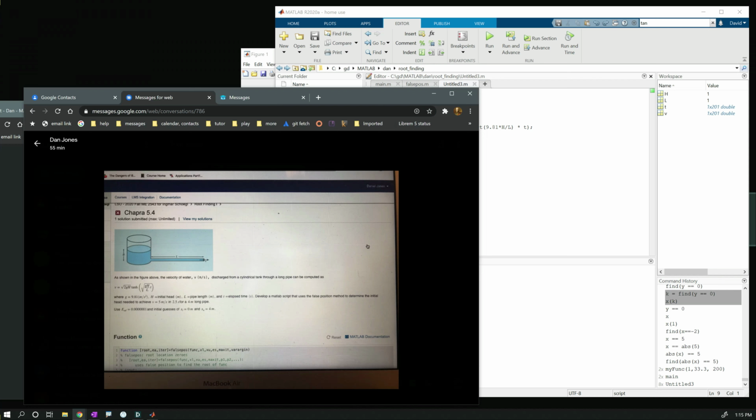The independent variable is h, or in this case, x. We're just changing it to x. X and being L is 4. X being the initial head.